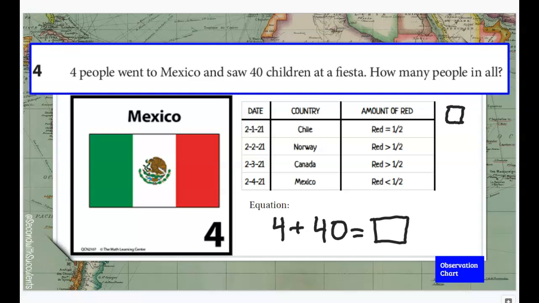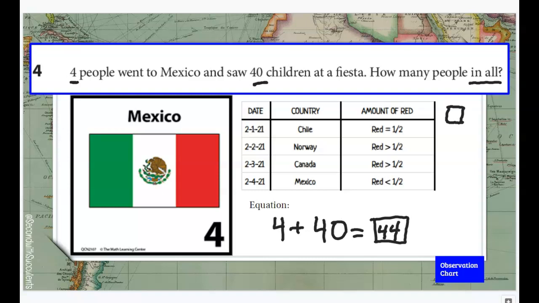If you're showing a connection, good thinking. We know from the problem that we have 4 people. And we also saw 40 children. We want to know how many people they were in all. Well, I know that 4 and 40 all put together would give me my answer. Take a moment to solve this problem. Show a connection if your answer is 44.